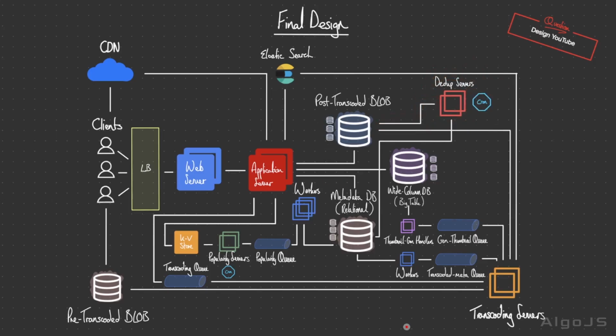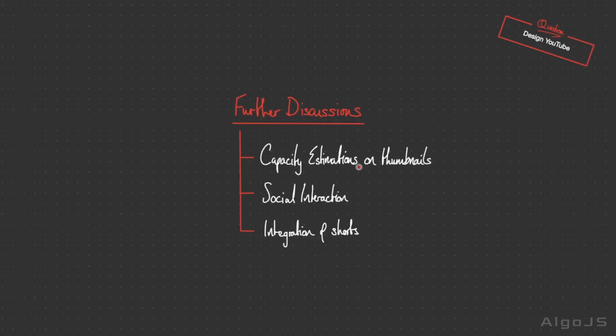So that's the design, a fairly complex one, but I feel like we've met the specifications set out in the requirements. Definitely an interesting one. Now, in terms of further discussion, so we have capacity estimations on thumbnails. So these were left out in this design, so you can go ahead and add them in. There's also social interaction. So explore the integration of social interaction features, such as comments, likes, and sharing. And then lastly, there's integration of shorts. So you'll need to consider any specific requirements or optimizations for handling shorter content.